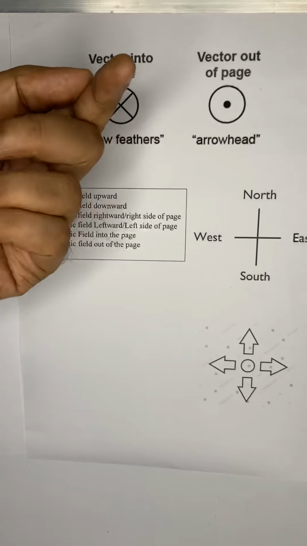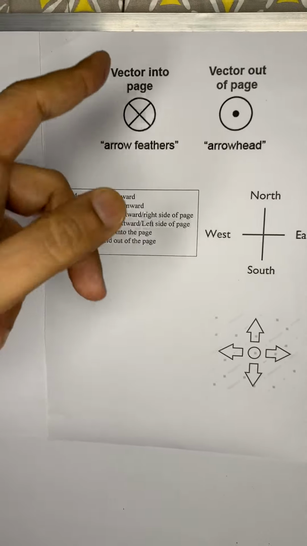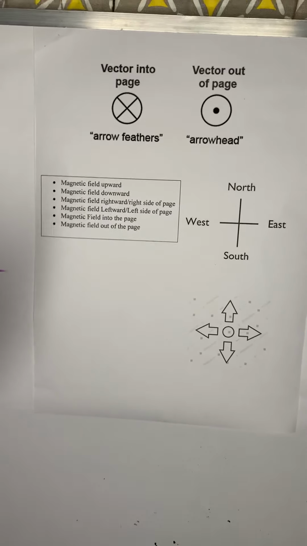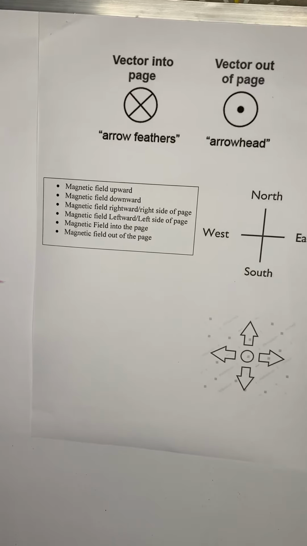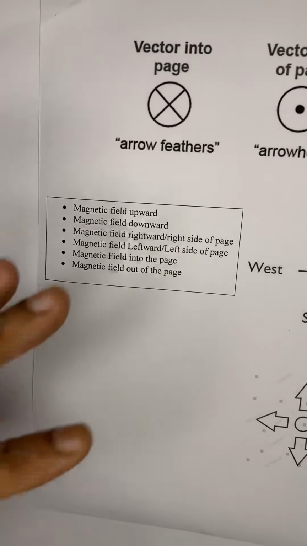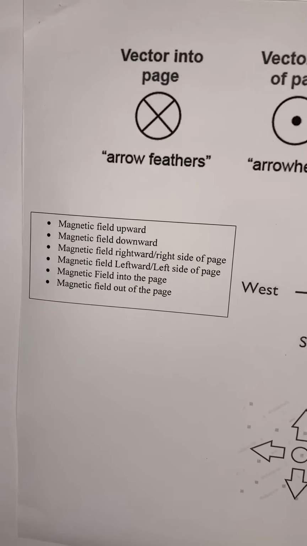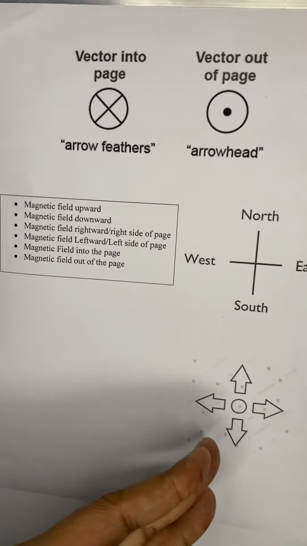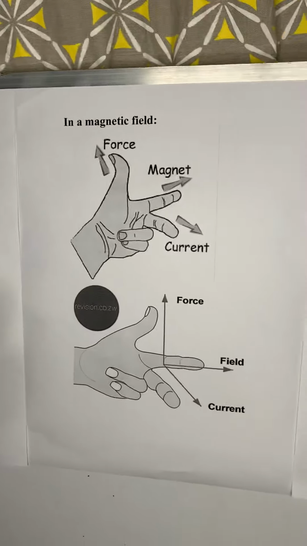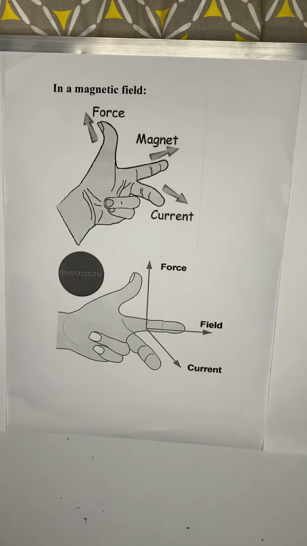So dot means the magnetic field is coming out from the page, and cross means the magnetic field is into the page, right? So in many cases, not only the magnetic field, sometimes for the current, sometimes for any vector direction, we use this cross or dot sign. So we understand there are 6 directions of the magnetic field, right? So right, left, up, down, and into the page and out of the page. Now let us try to discuss Fleming's left-hand rule.